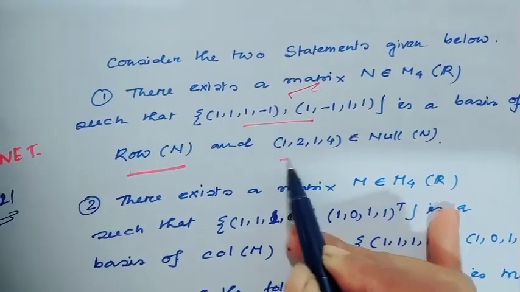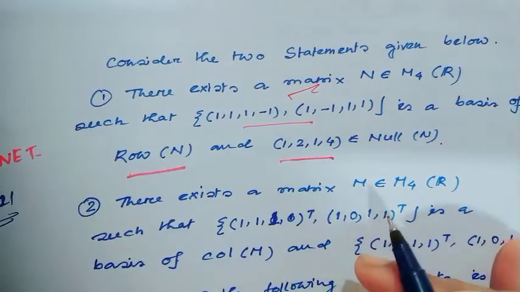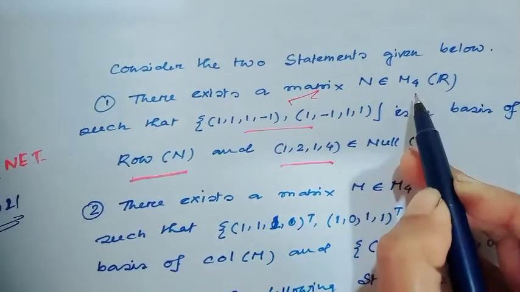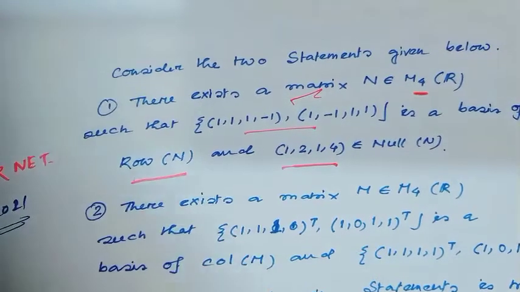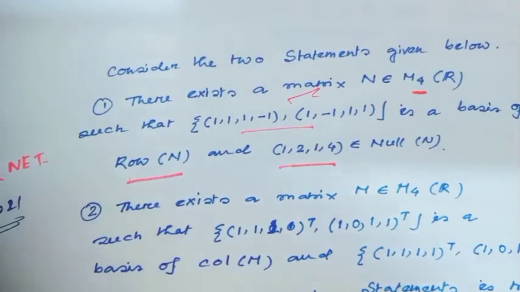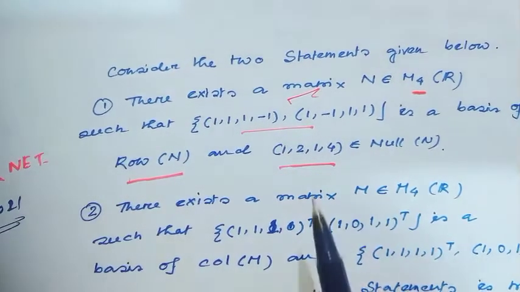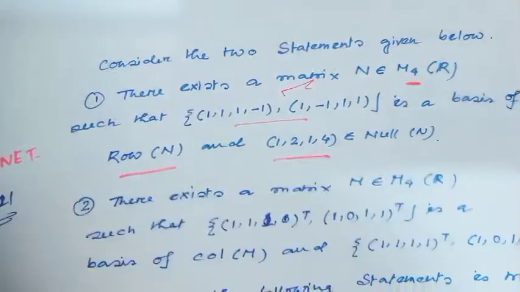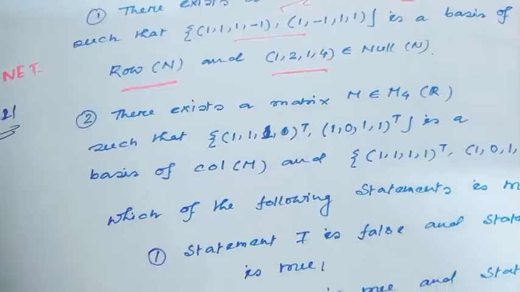Here only one vector is given. There also exists another vector, because here the matrix is a 4×4 matrix, so the dimension of this vector space would be 4. So, at first I will look at statement 1, then I will look at statement 2. Just first let me say what statement 2 says.